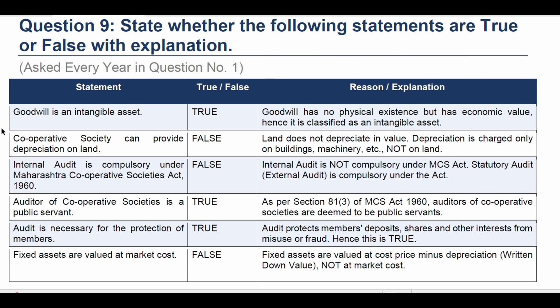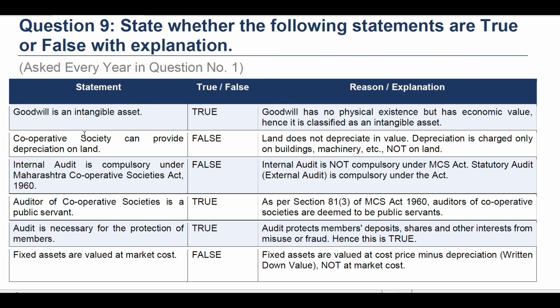Let's take an example. This is your number 1 question: goodwill is an intangible asset. This is true. So what you can do is write number 1, goodwill is an intangible asset, and then below that you can write true, and below that the explanation or reason why. I always mention the reason. Write a reason for every true or false question.